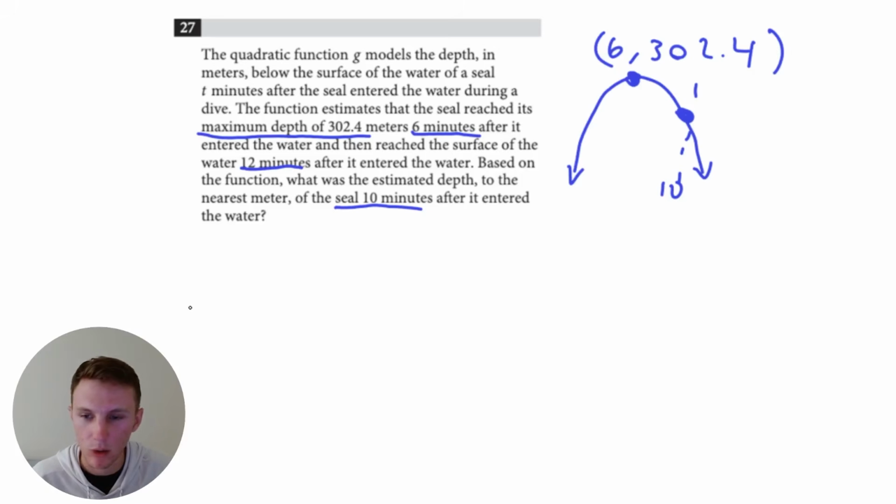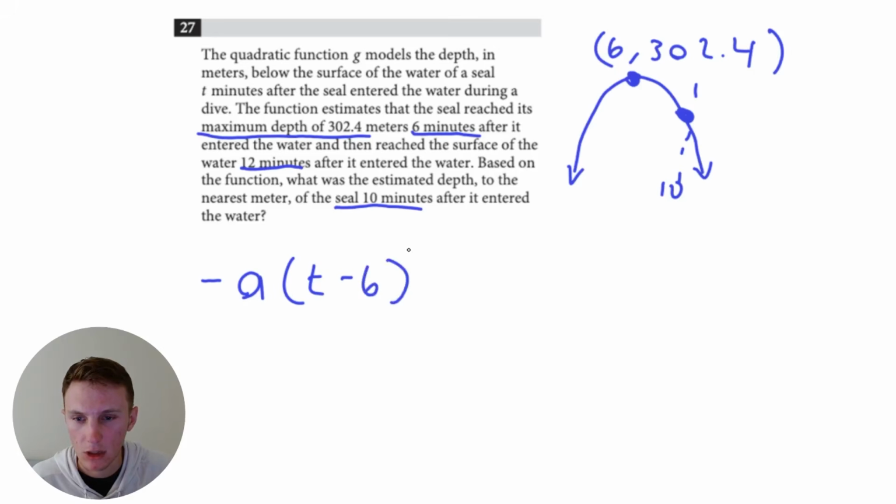Well, we plug it into our vertex form formula. So it's going to open downwards, so let's put a negative sign, and then we're going to have a constant in front. We'll call it a times t minus 6, because that's the x value of the vertex, squared, and then plus 302.4. And now that we have that, we can go do this in Desmos.